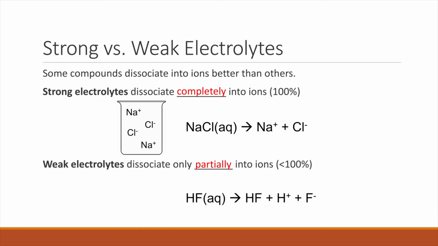So here is hydrofluoric acid, HF. HF is a weak electrolyte, so when it dissociates, I'm going to have my original HF, some H+ cations, and some F- anions. So if I look in my beaker, I see HF, I see H+, I see F-, HF, H+, and F-. So there's still some of that original because it only partially dissociated into ions.